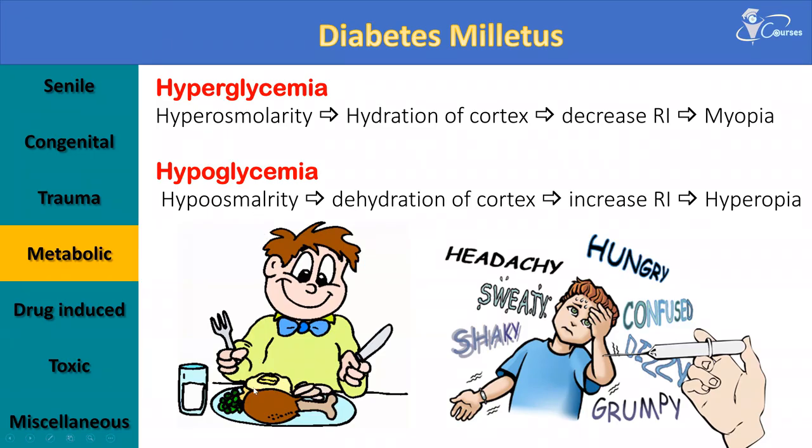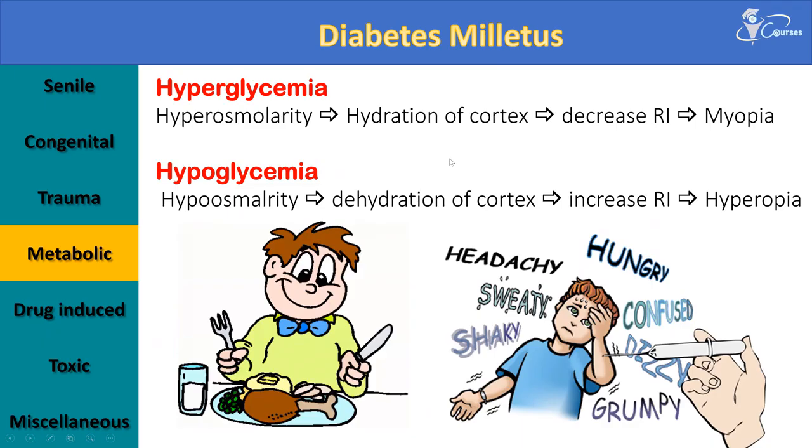If a patient has hyperglycemia, then this will result in hyperosmolarity, meaning that the vitreous will contain more sugar. Okay, so the vitreous will contain more sugar, hyperosmolarity of the vitreous. Then by osmolarity, this sugar will go to the lens, which will absorb the sugar, and this absorption of the sugar will take water with it. So this will result in hydration of the cortex because it acquires the glucose from the vitreous, and this glucose will attract water.